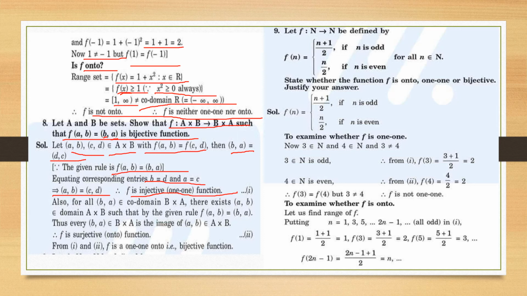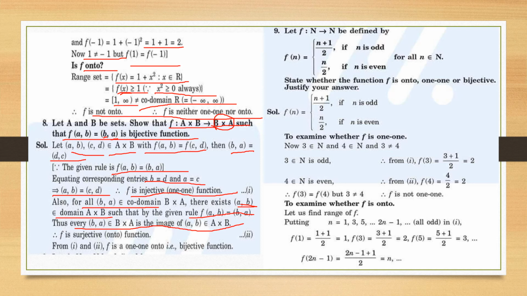Now for ontoness, let us take BA belonging to the codomain, okay? For ontoness, we always take an element here in B cross A. So an element in B cross A will be of the kind BA belonging to codomain B cross A. Then there exists AB belonging to domain A cross B, such that, given the rule, f of AB equals f of BA, right? Thus every BA belonging to B cross A is the image of AB belonging to A cross B, right?